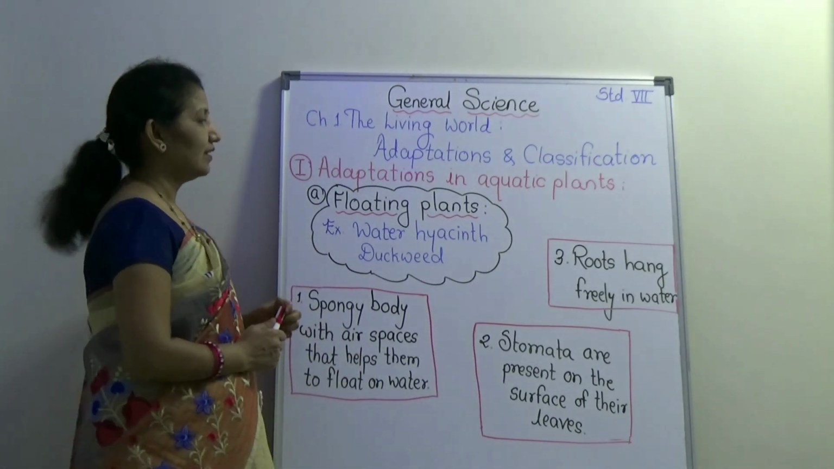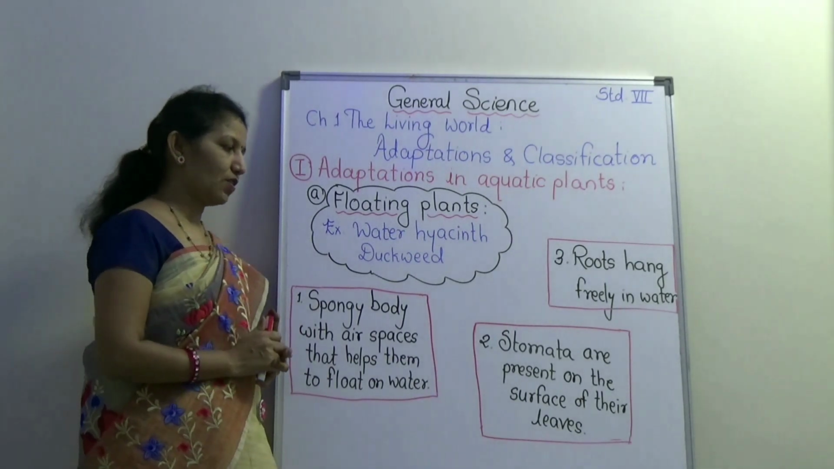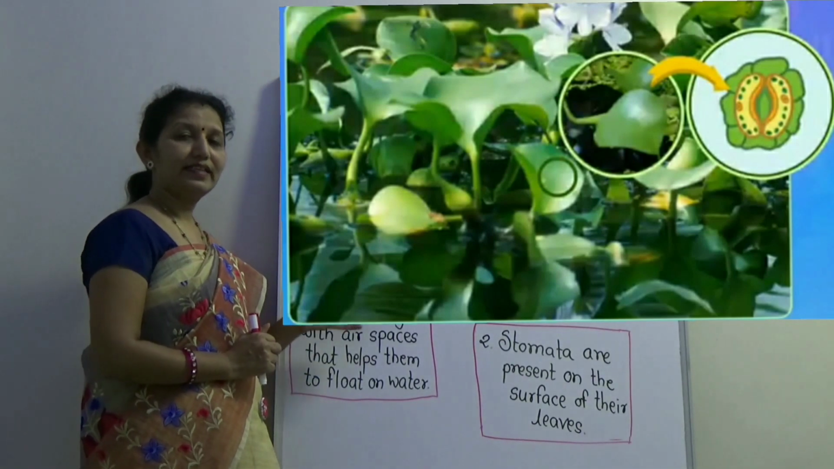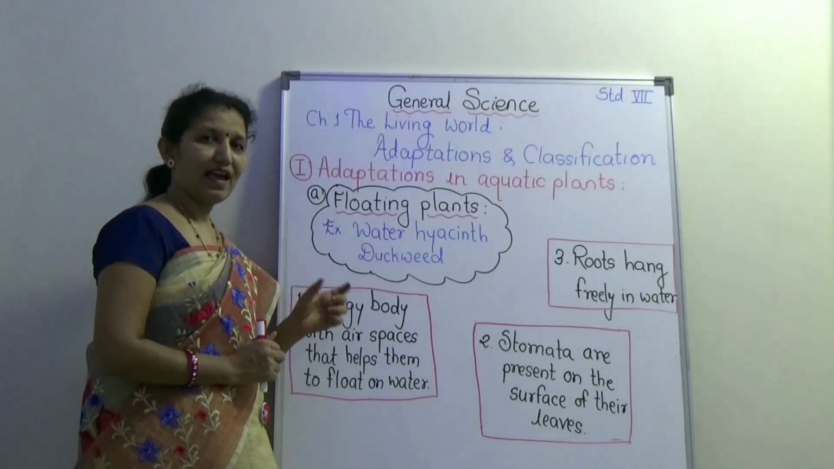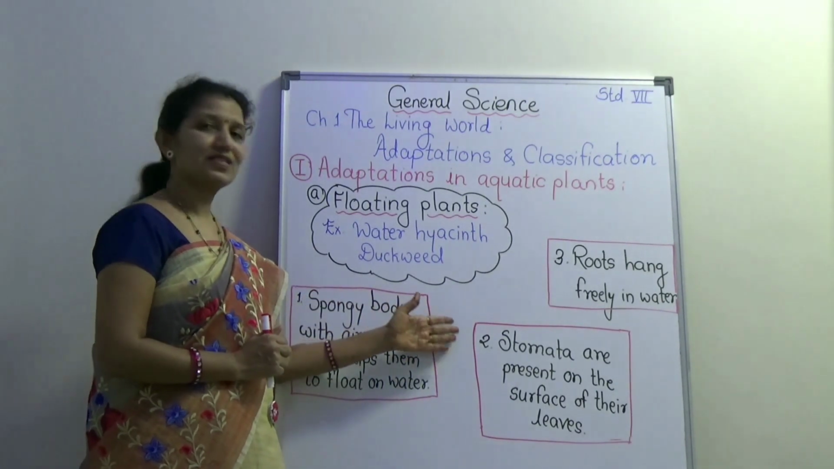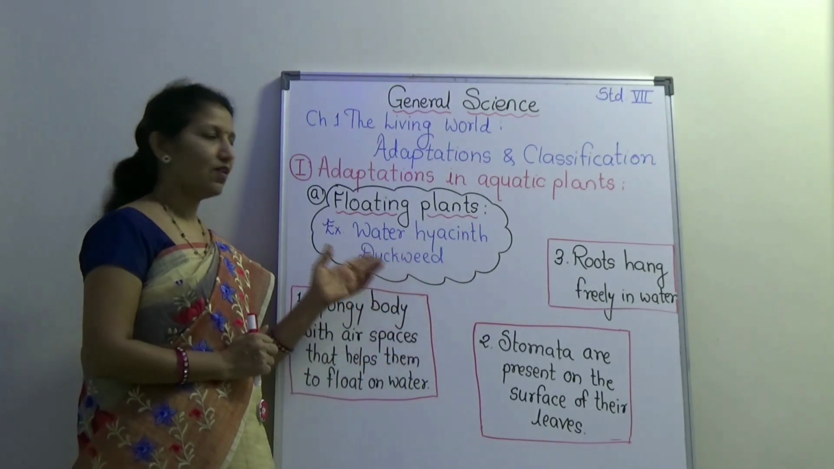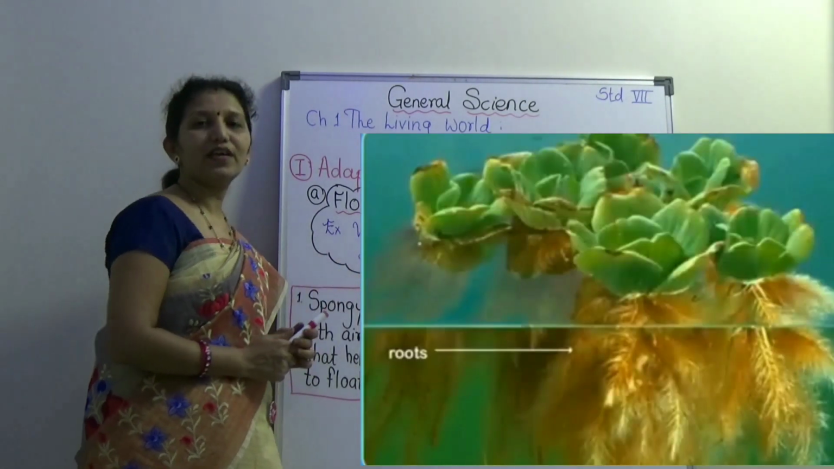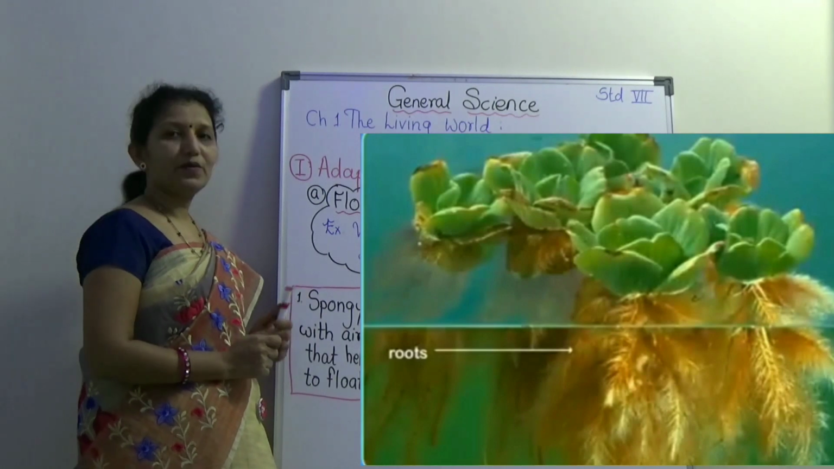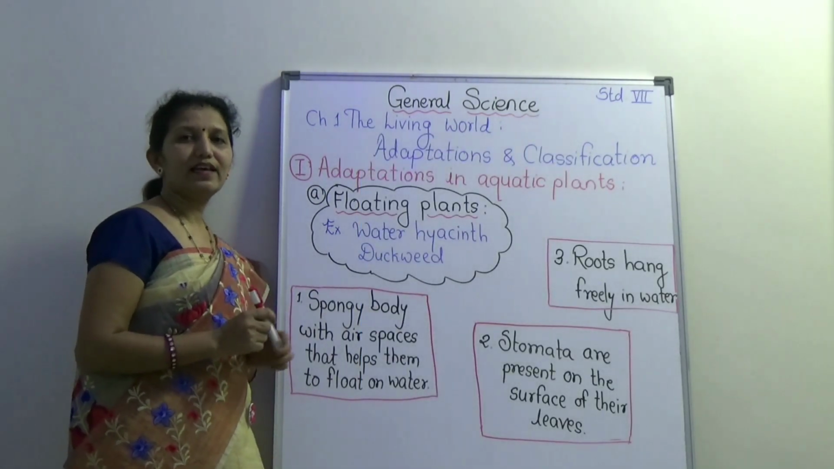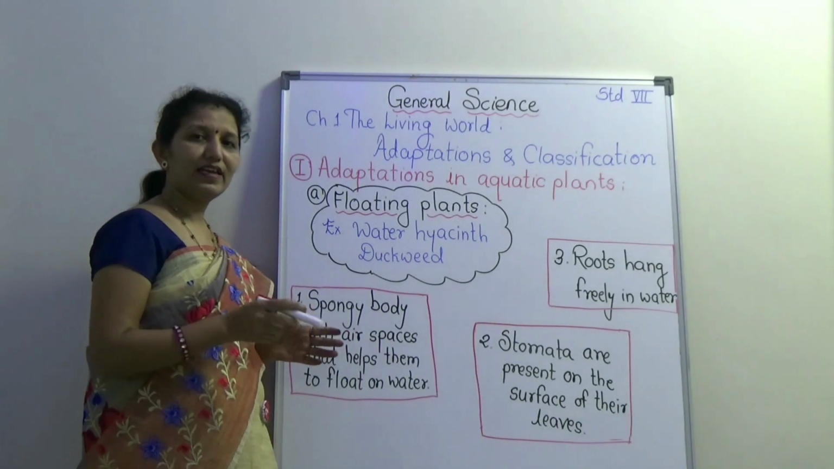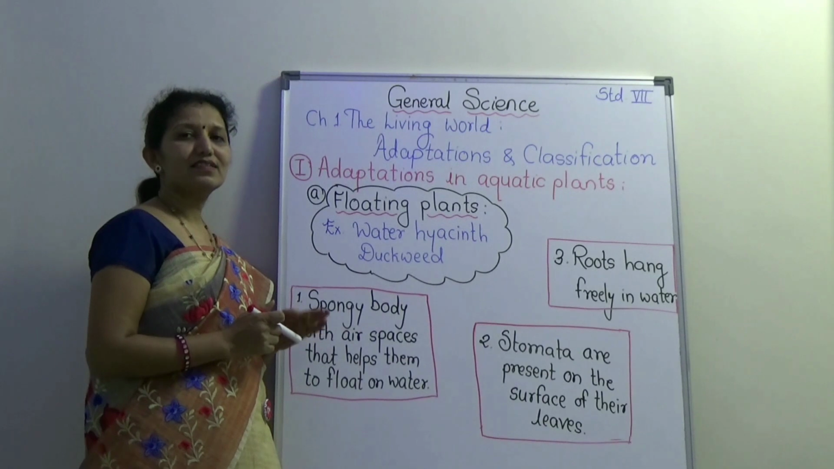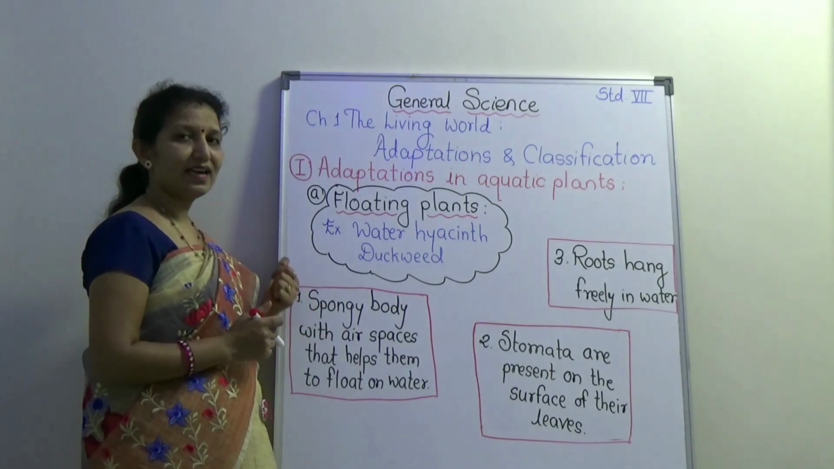Next, stomata are present on the surface of their leaves. The leaves contain stomatal openings, and these stomatal openings are also an adaptive feature of those plants. Then roots hang freely in water. Now these roots are also hanging freely in water, and because of that these floating plants can survive easily in that condition.